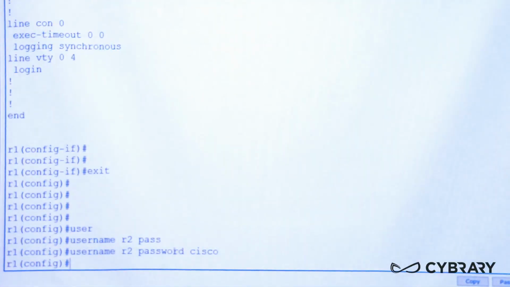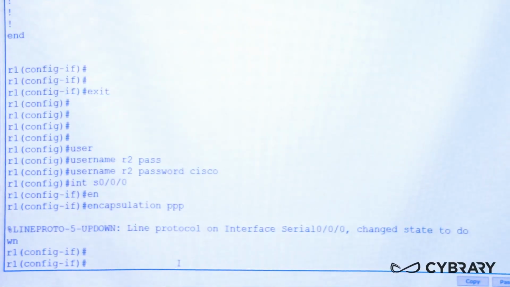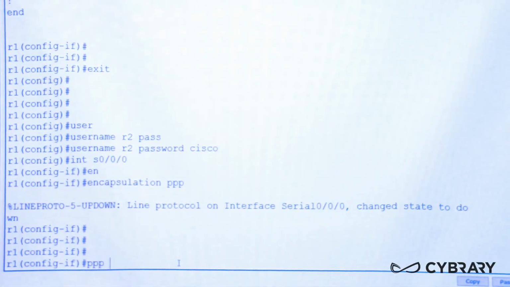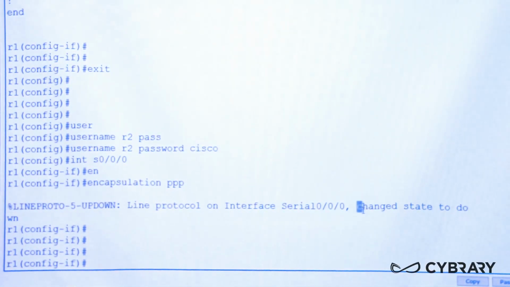So on router 1, I'm going to say interface 0/0/0, encapsulation PPP. I had taken away the encapsulation PPP from both ends before I started this part of the lecture, so router 2 is still HDLC at this point, which is why the interface state has been changed to down.